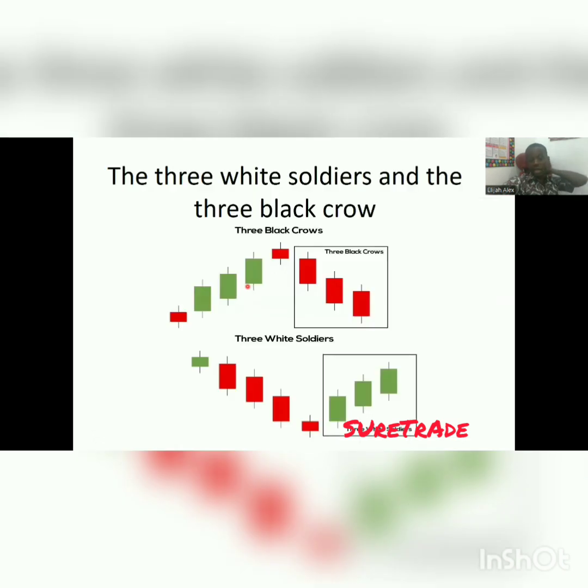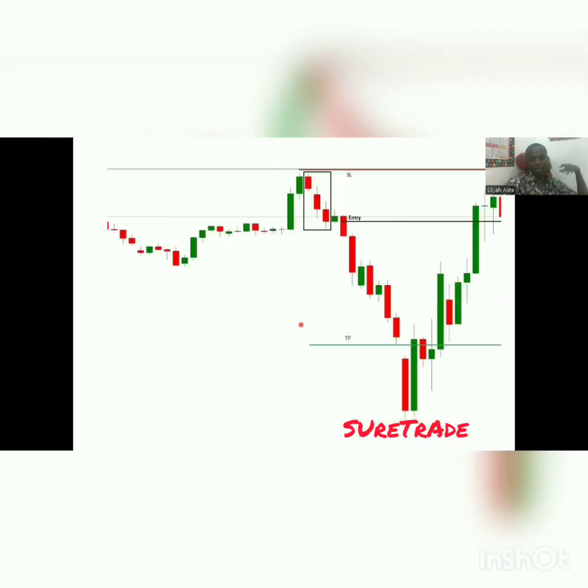Look at this now. Okay, the next candlestick pattern is called the three white soldiers and the three black crows. This is the three white soldiers. It's a bullish reversal pattern. And this one is the three black crows. As you can see, this is an example of the three black crows. In an uptrend, you have the three black crows, 1, 2, 3. Enter your trade at the close of this last one, and then put your stop loss here in case the market continues up.